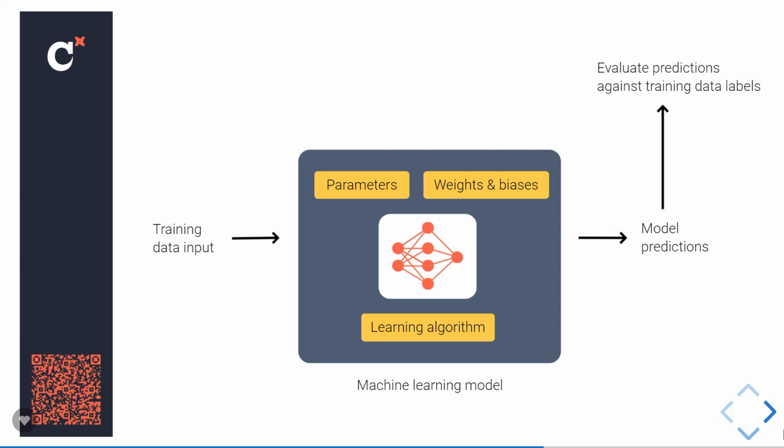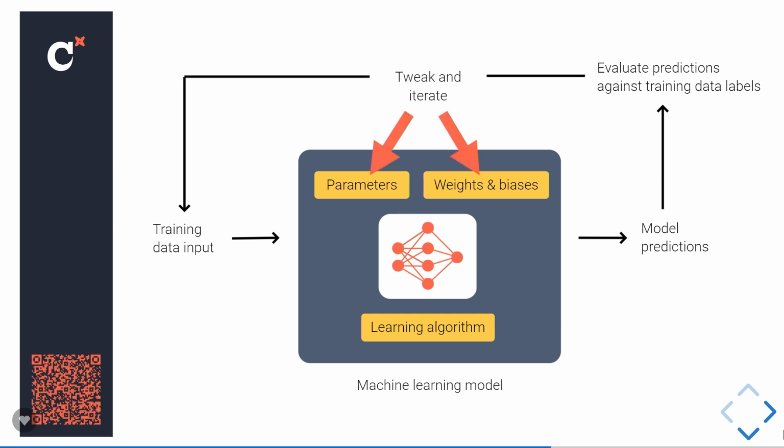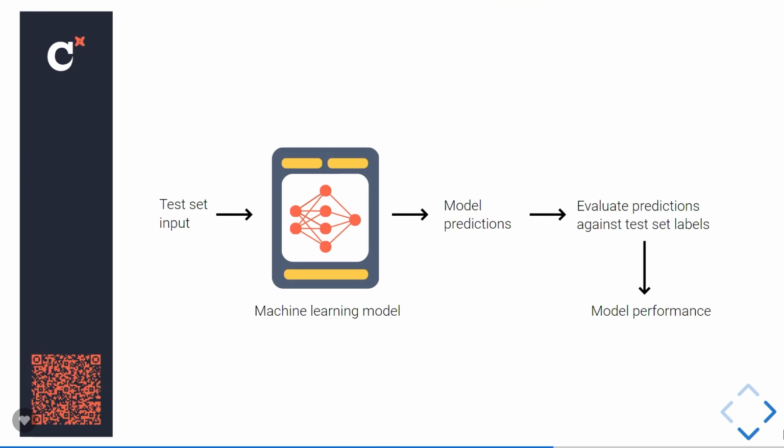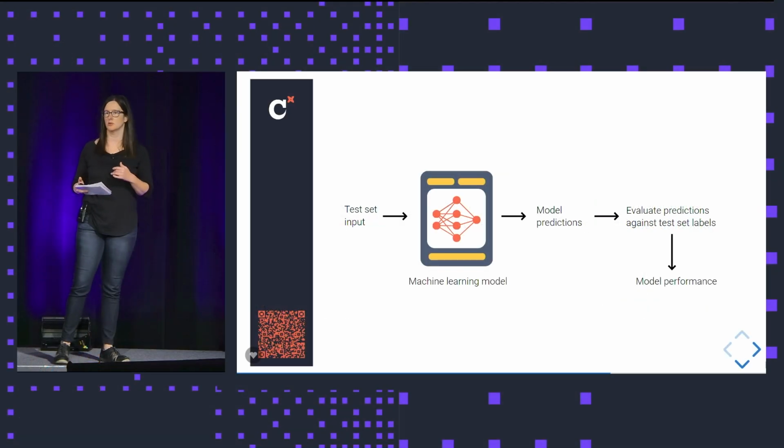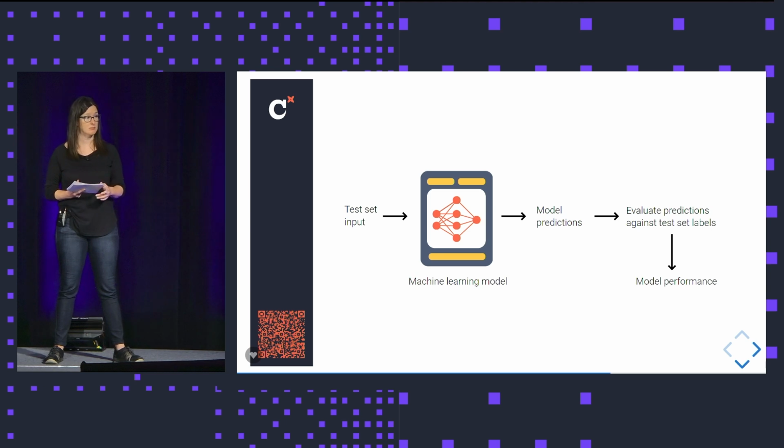You next evaluate the training model predictions against your training data labels, namely your answer key, to determine how well your model's performing on your training set. From there, you iterate and tweak your parameters and weights and biases until you're happy with model performance. After you've completed training your model with the training set, you evaluate the model against a test set to calculate its performance.